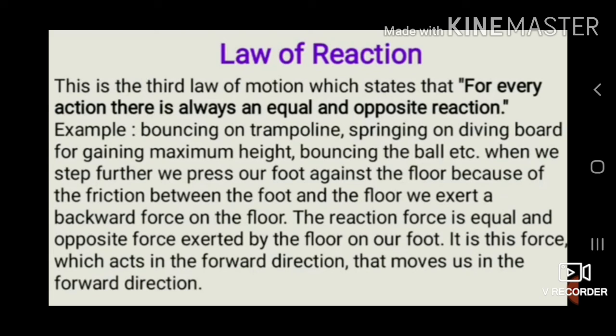When we step forward, we press our foot against the floor. Because of the friction between the foot and the floor, we exert a backward force on the floor. The reaction force is an equal and opposite force exerted by the floor on our foot. It is this force, which acts in the forward direction, that moves us in the forward direction.